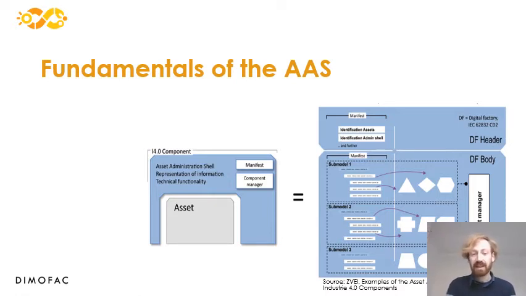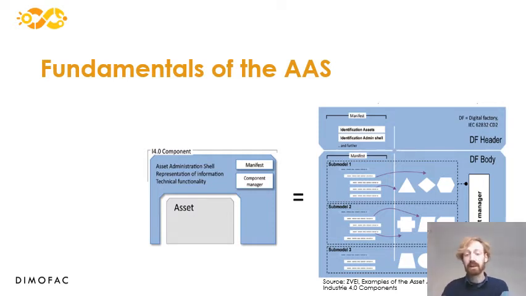The AAS is the communication shell of an asset in the factory. On the left-hand side of the equation here, you can see in gray an asset, which can be a machine or anything of value in the factory, but also something immaterial, such as work orders and process steps, and anything else of value.